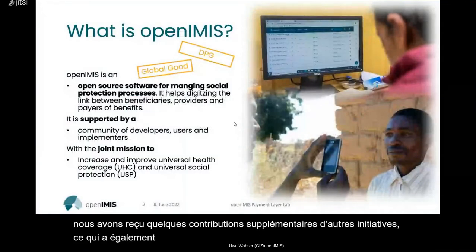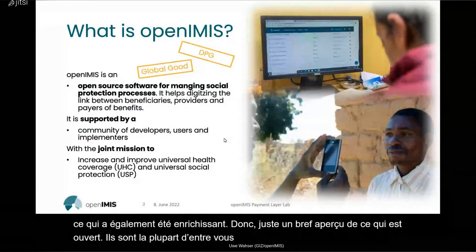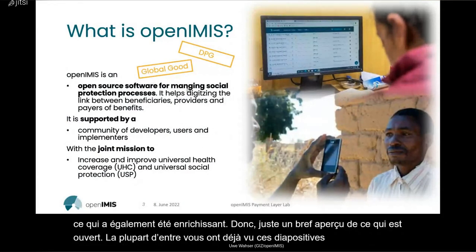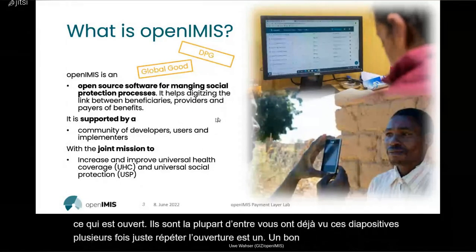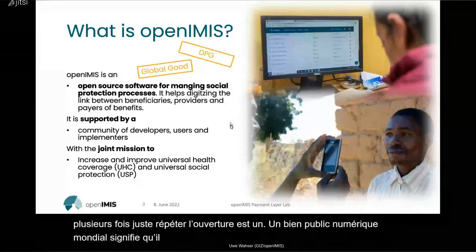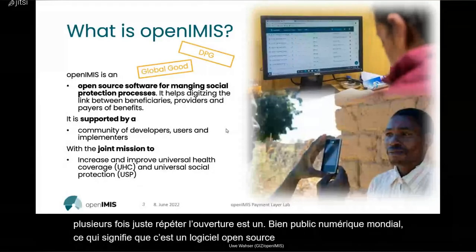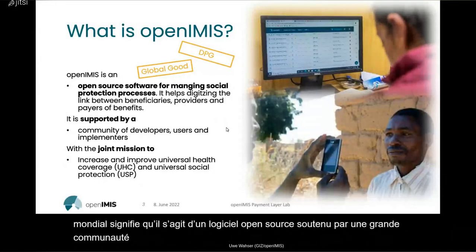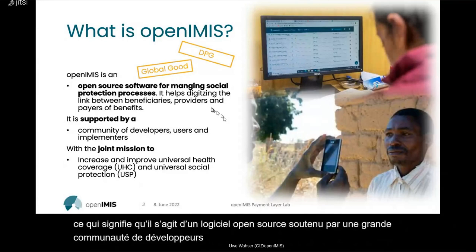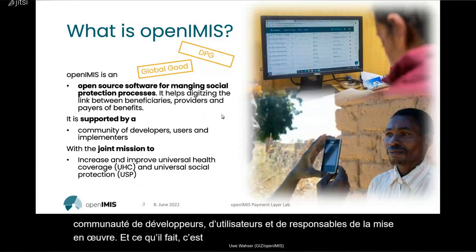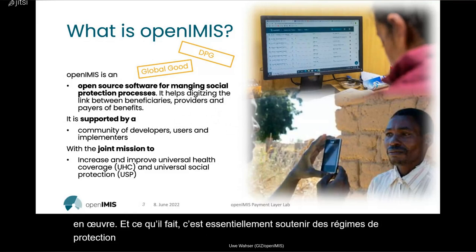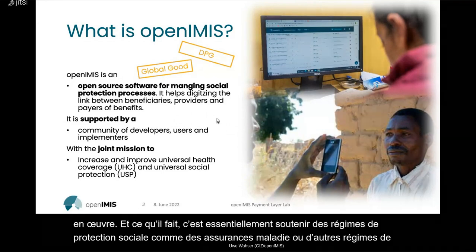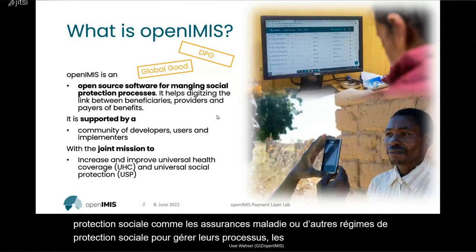So just a short overview, what is openIMIS? Most of you have seen those slides already several times. Just repeating, openIMIS is a global good, a digital public good, meaning it's open source software, which is supported by a large community of developers and users and implementers. And what it does is basically supporting social protection schemes like health insurances or other social protection schemes to manage their processes, the beneficiaries, the payments, the claims, and so on.